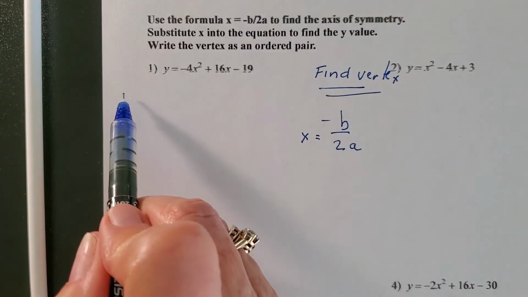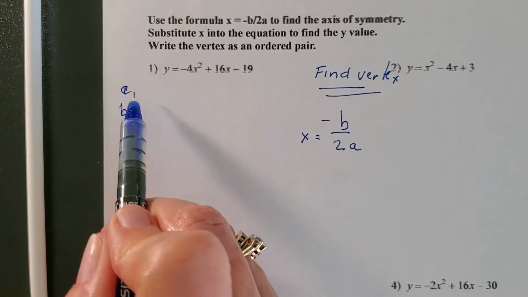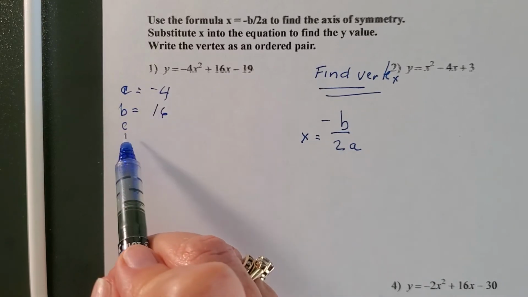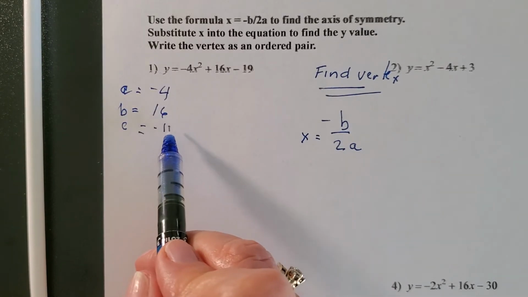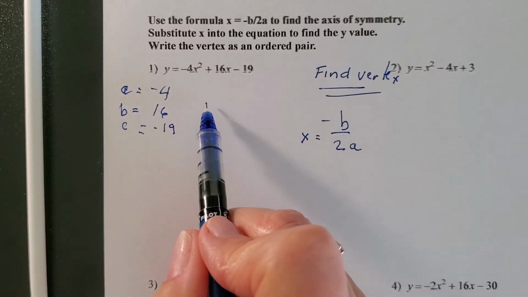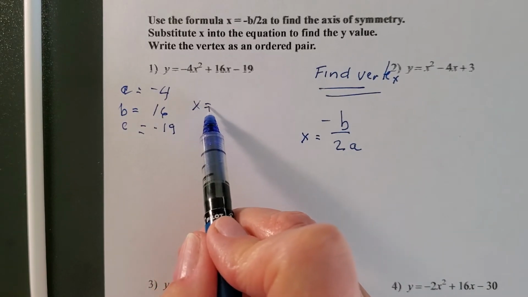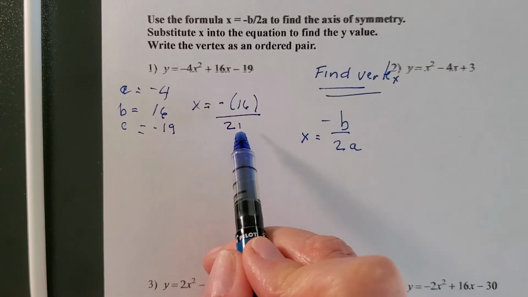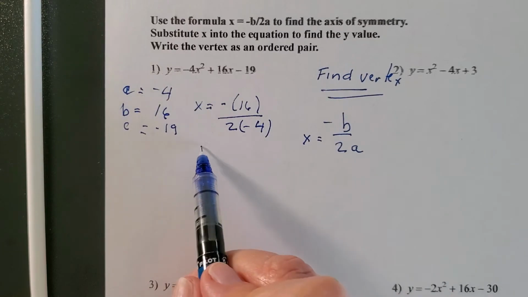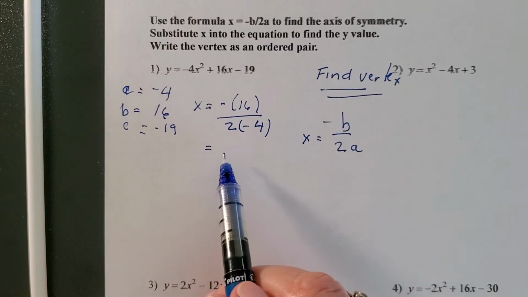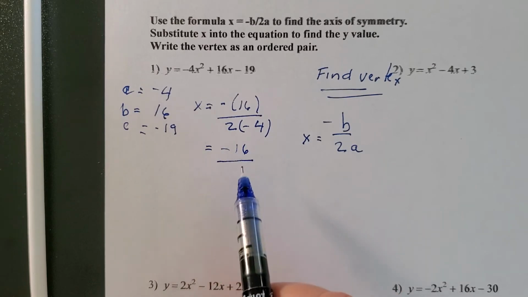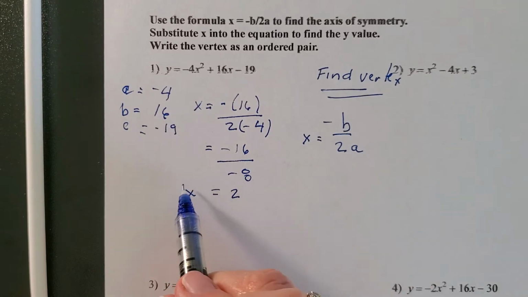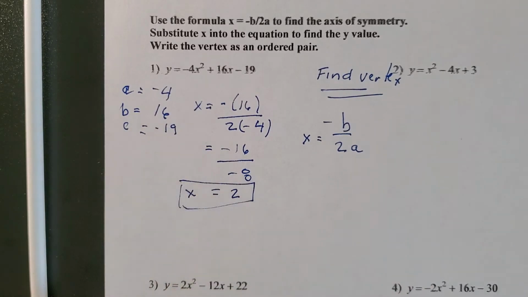All right, so we need to identify a, b, and c. So a is -4, b is 16, c is -19. And we're going to use our little formula, that x is equal to the opposite of b over 2 times a. So that is -16 over -8, which is 2. So x is 2. So we know that is the axis of symmetry.